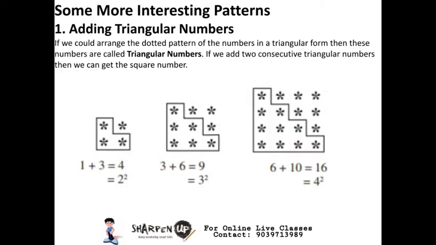Now we learn some interesting patterns about square numbers. Adding triangular numbers. If we arrange dots in a triangular form, these numbers are called triangular numbers. If we try to make a triangle by using dots, how many dots do we need?